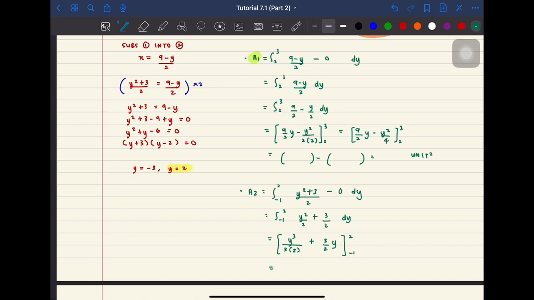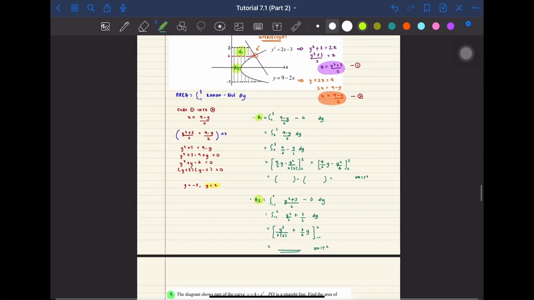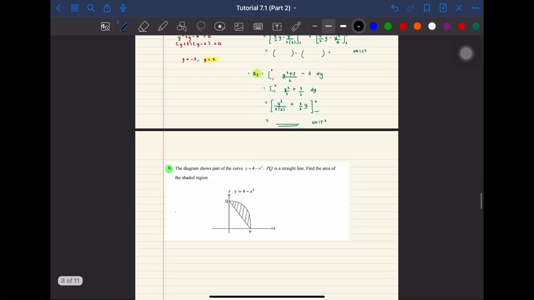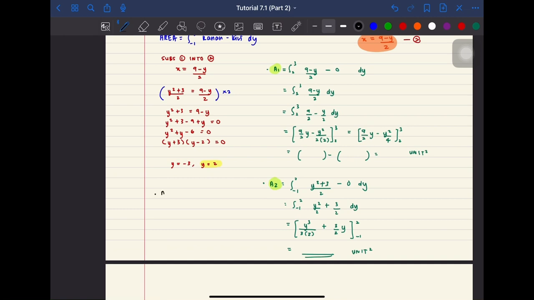Okay, so awak siapkanlah sampai dapat jawapan in unit square. That is for A2. Okay, persoalan ni dah siap ke belum? Belum guys. Kenapa belum? Kita nak total area. Okay, area semua ni. So untuk final answer awak kena tambah balik. Okay, jangan lupa untuk tambah balik. So area equal to A1 plus A2. Okay, so final answer in unit square. Alright, settle soalan 8D.